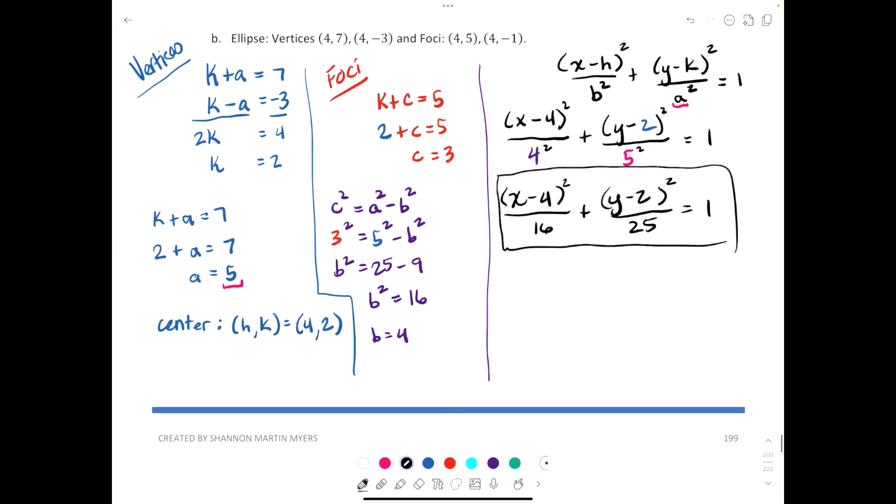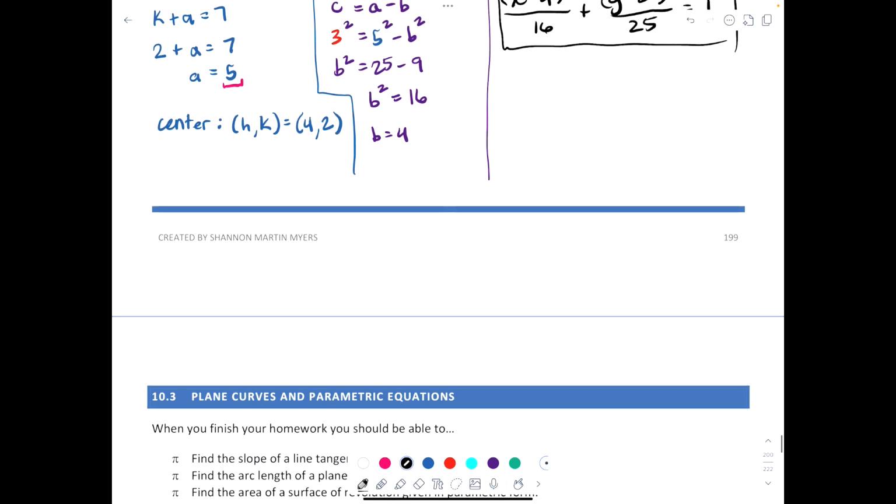Excellent. We'll be covering the calculus related with plane curves and parametric equations next time.